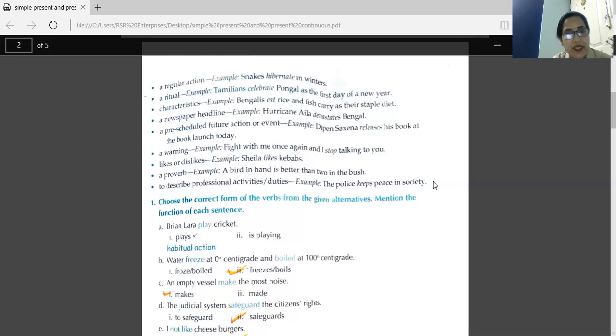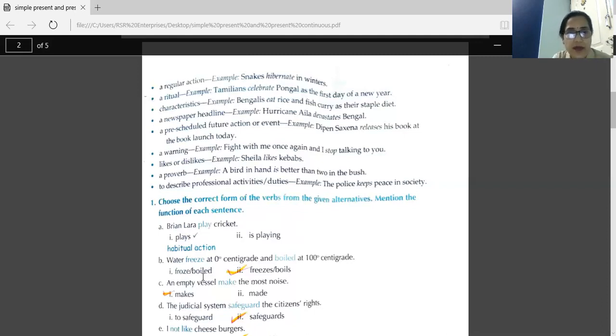What we have to do here. Choose the correct form of the verbs from the given alternatives. Mention the function of each sentence. Okay. First, it's here. Brian Lara play cricket. Now, Brian Lara is singular subject. So play is wrong and correct is plays. And this is habitual action.